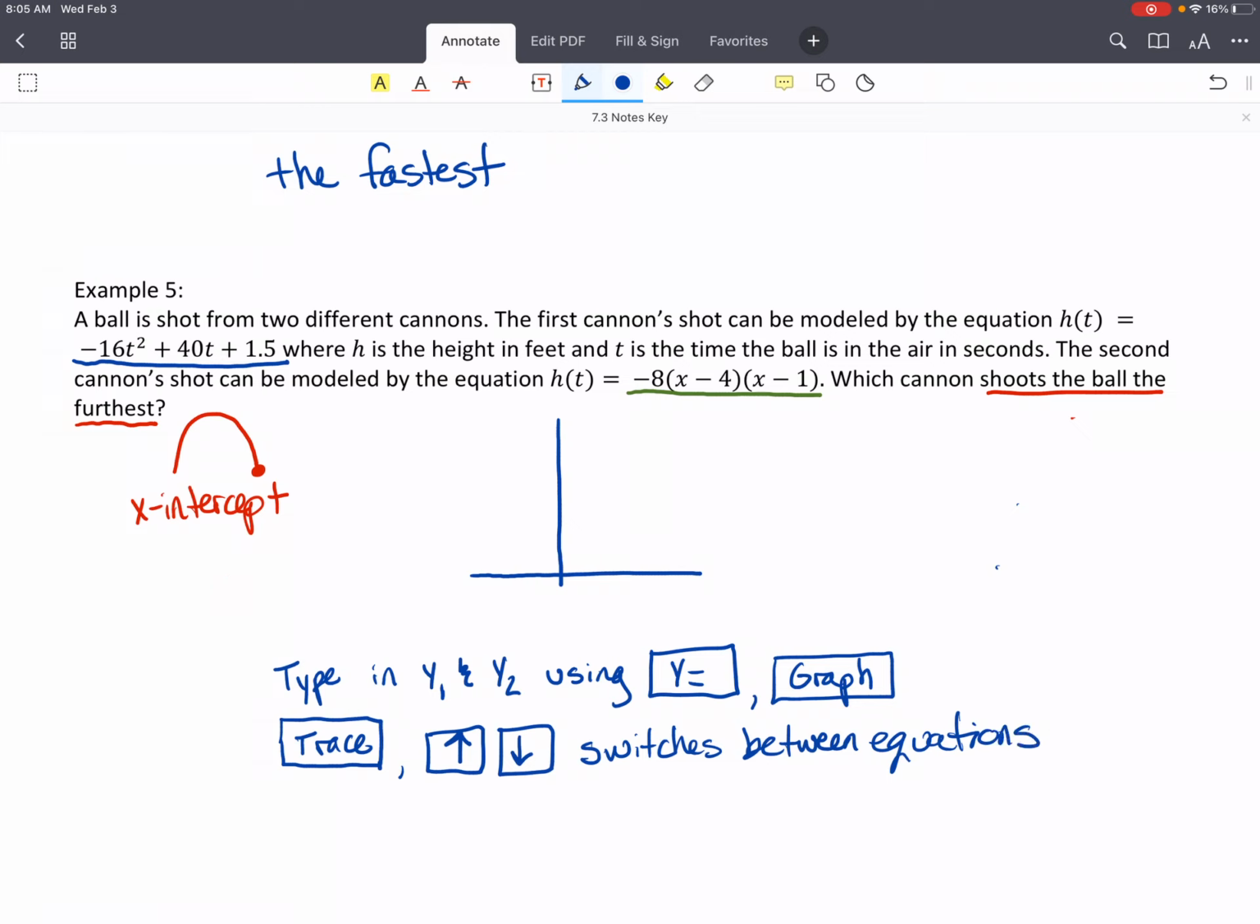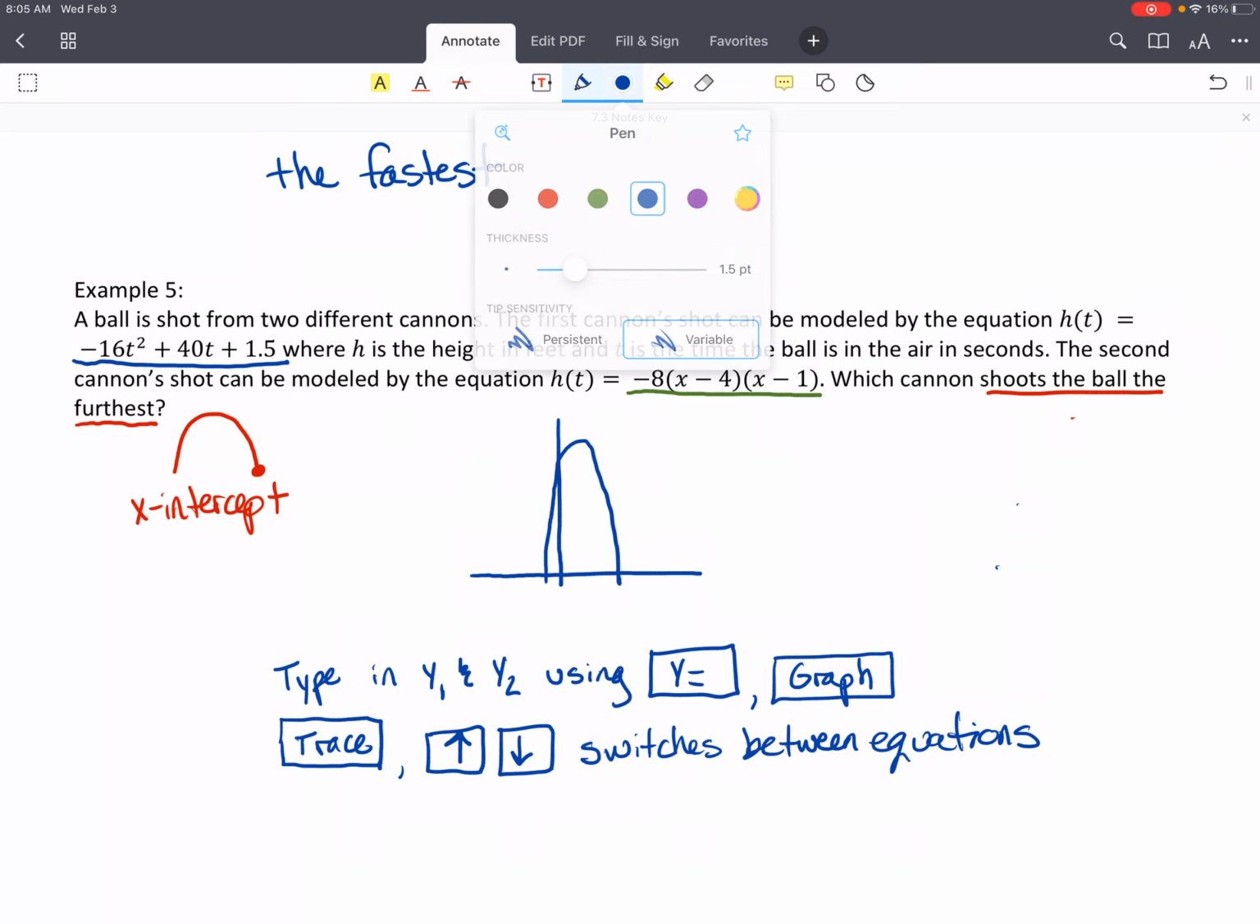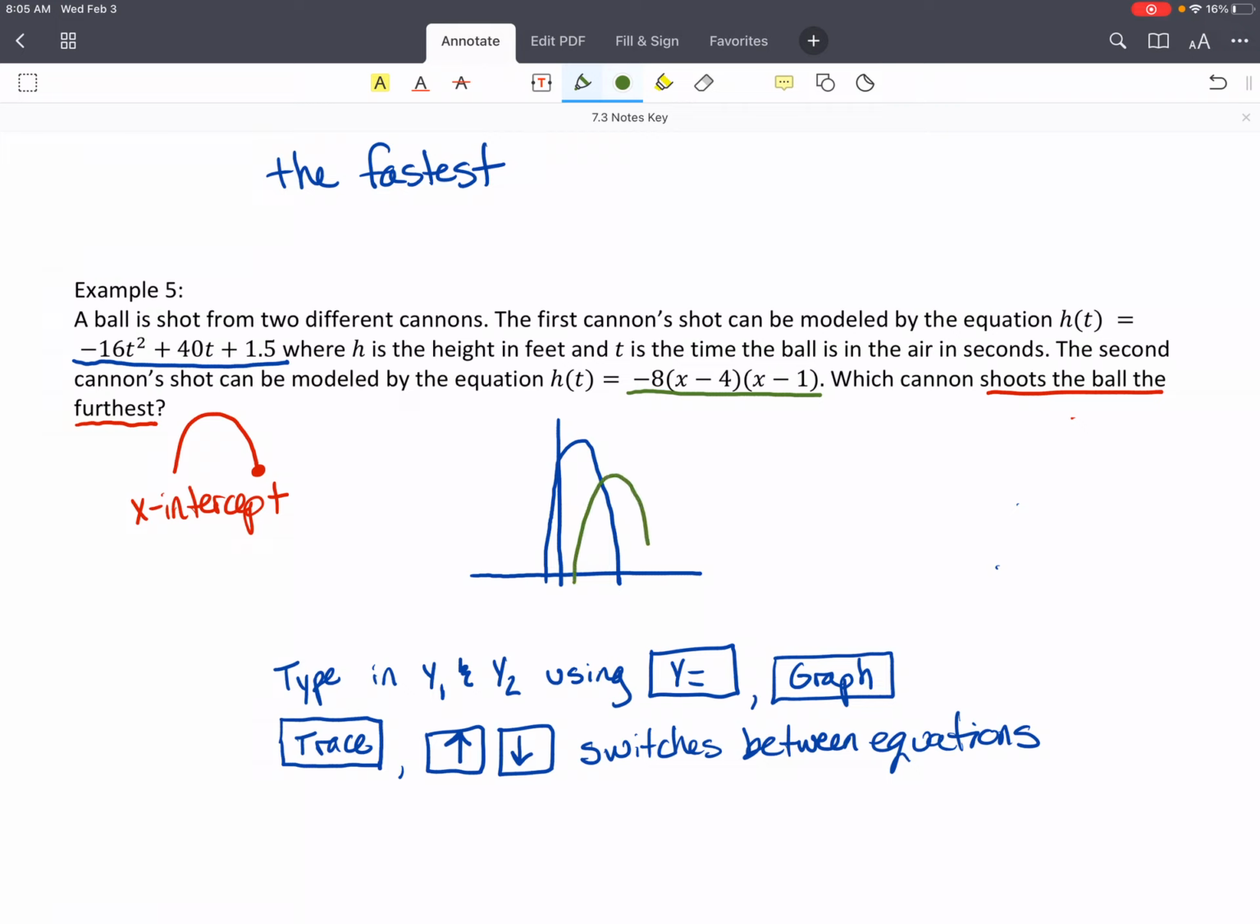And so you don't even have to specifically find the x-intercept. So for example, when I graphed this, I got something like this for the first one. Honestly, I didn't even see the vertex. I just made a guess based on what I saw on the graph. And then I saw this.